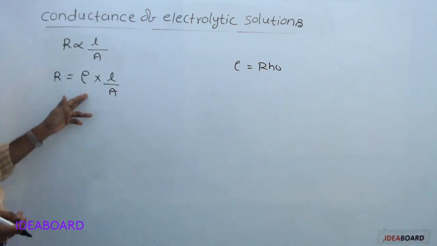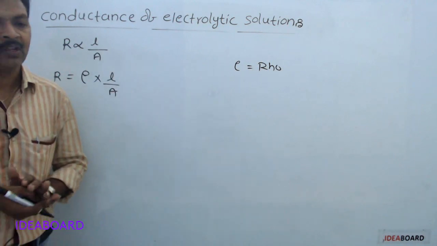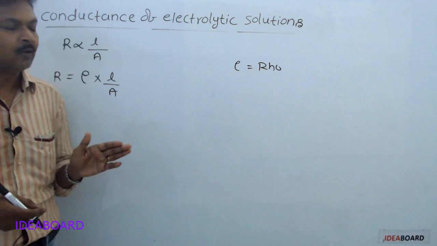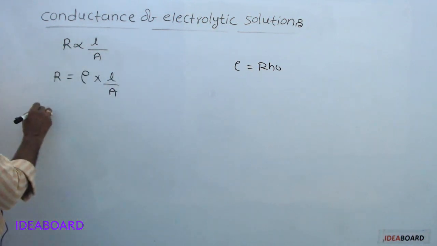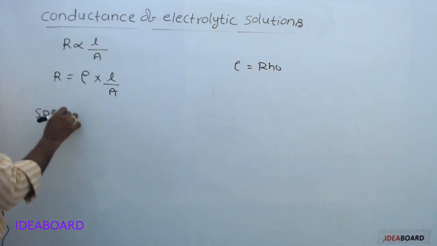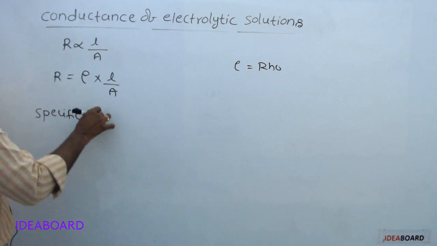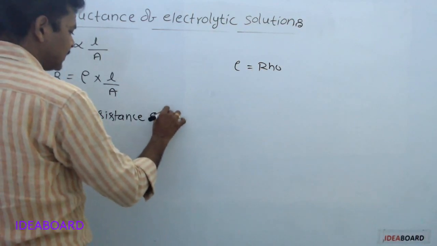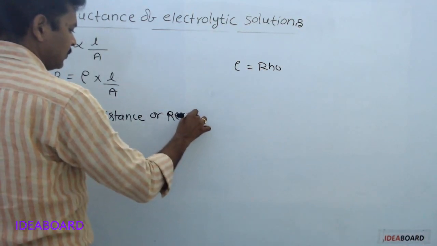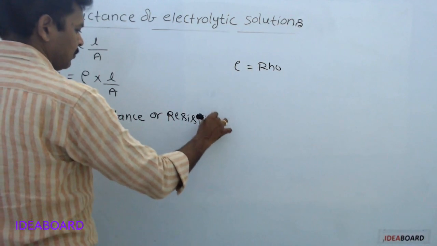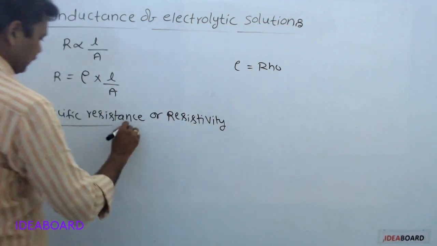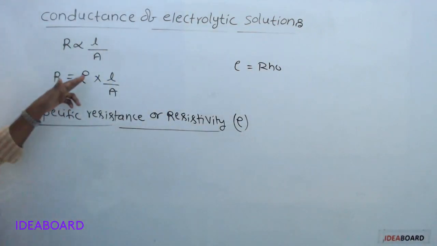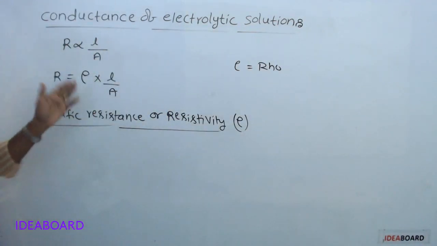This rho is a specific resistance. This R is resistance. Rho is specific resistance or resistivity.